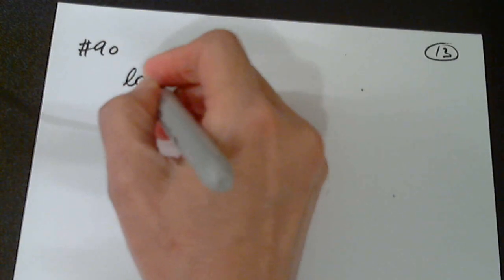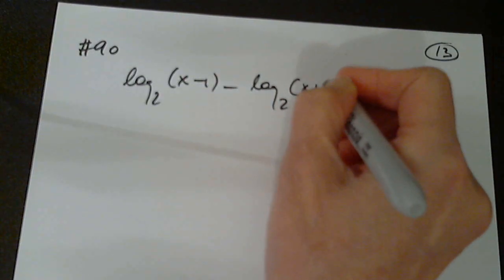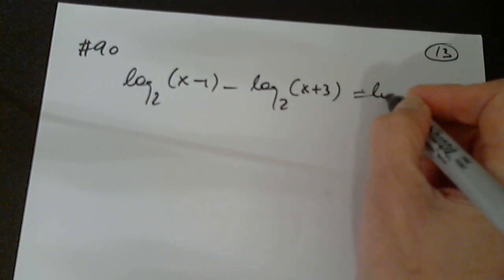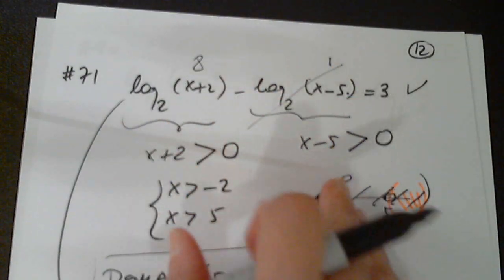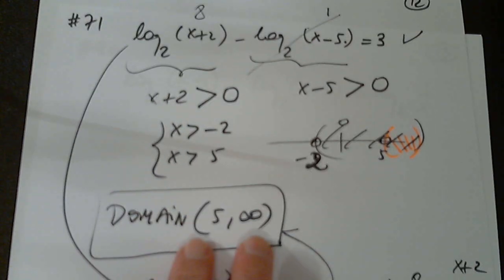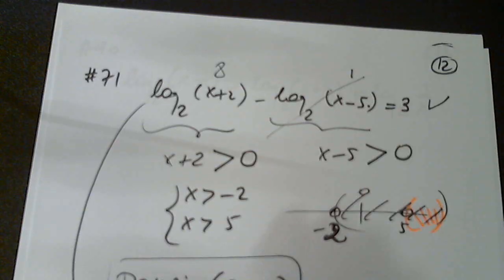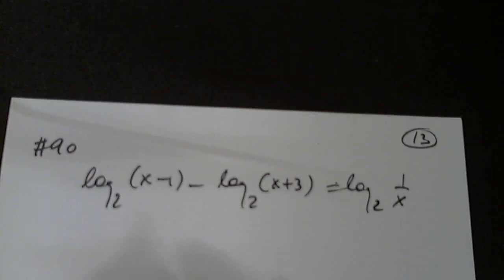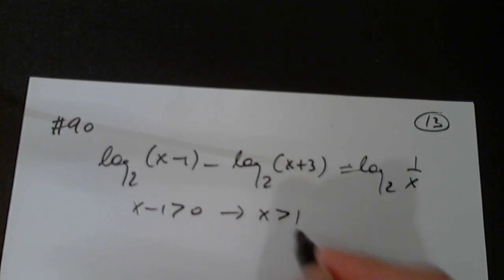In 90 we have log base 2 of (x - 1) minus log base 2 of (x + 3) equals log base 2 of 1 over x. Notice that the domain has to be stated before you condense. I start with the domain. Once you condense, the domain may or may not be this. So please remember the domain has to be stated on the raw equation. Always. So x minus 1 has to be greater than 0, which means x greater than 1.